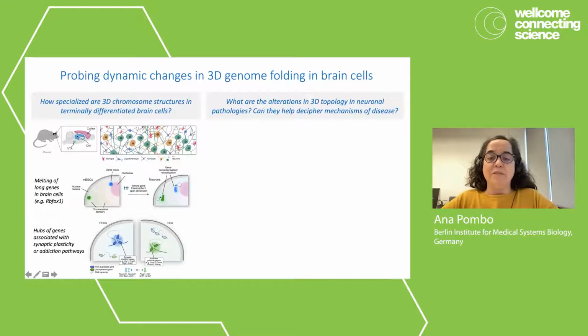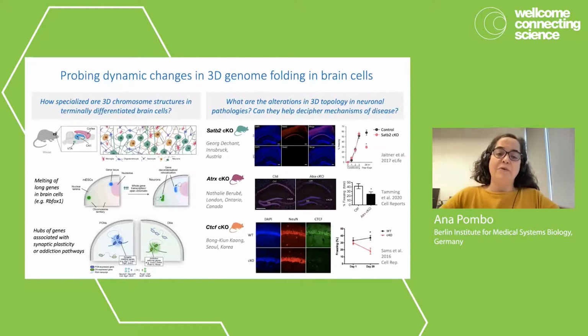At the very end, I'll just show you a snapshot of the work we're now developing, which aims to understand what the alterations in 3D topology associated with neuronal disease are, and whether, if we can map these topologies in detail and understand how they relate with gene regulation, they can help decipher the mechanisms of disease. And here we're working at the moment with several knockouts or environmental interferences. Three of them are SATB2, ATRX, and CTCF conditional knockouts, specifically in the PGNs, and in all of these mouse models, we have alterations in memory formation.